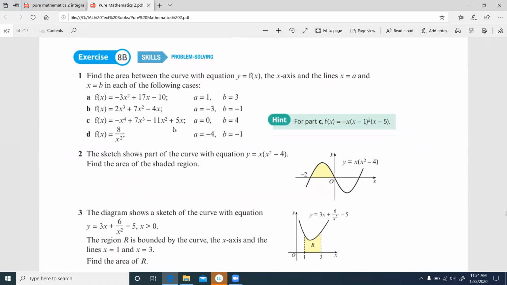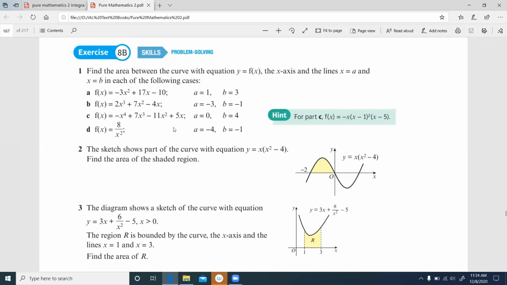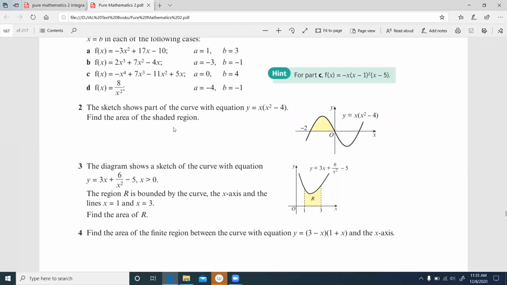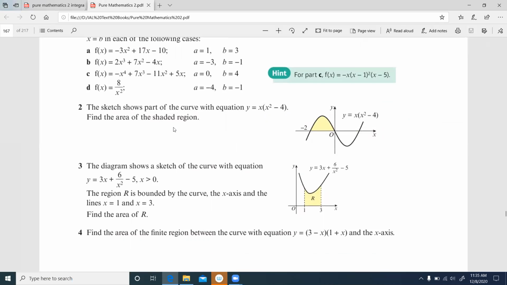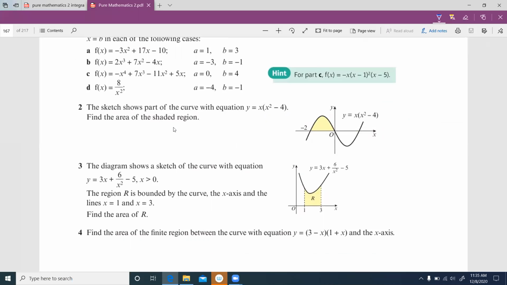And here what you need to do, for this part of the question, is integrate minus 3x squared plus 17x minus 10 from 1 to 3. This one you integrate from minus 3 to minus 1. You can do this part. Over here, the sketch shows part of a curve with the equation y equals x this much. Find the area of the region. Here, if you need to find this region, yeah, here you need to understand what this coordinate is. Here the coordinate is 0.